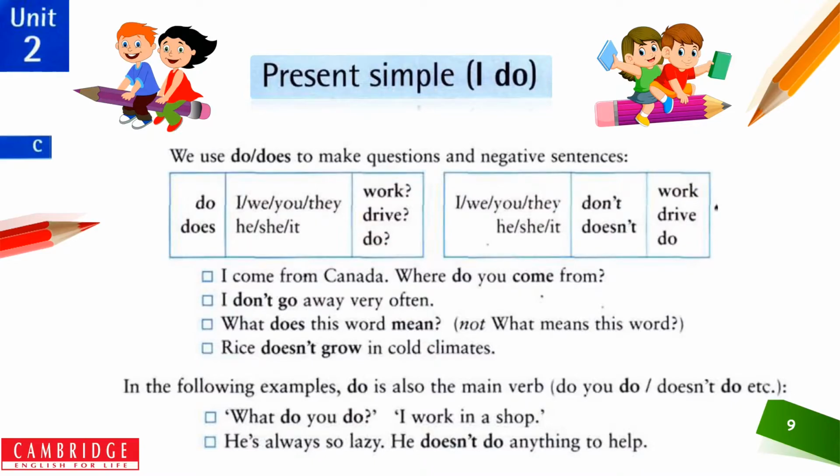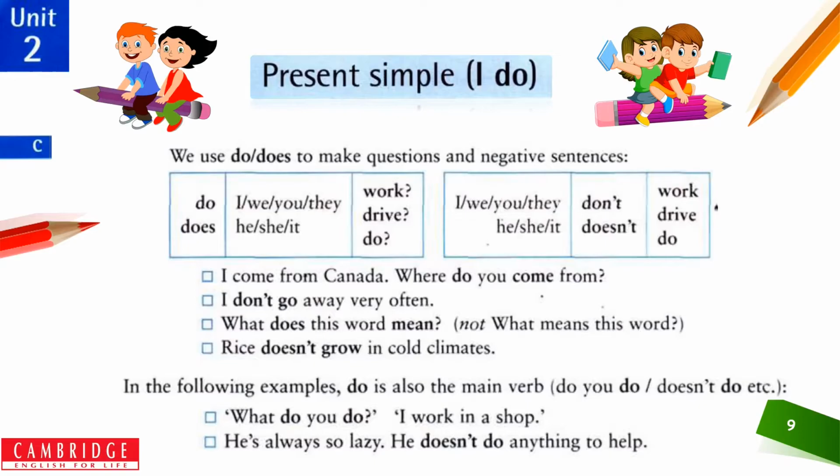Do I work? Do we work? Do you work? Do they work? Whereas when you use he, she, it, we can say does he drive? Does he do? Does it do? Etc. Now we can see the negative sentences. How to make negative sentences? I don't work. We don't work. You don't work. They don't work. We use don't only for the pronouns I, we, you, they. Whereas for he, she, it, we use does. In negative sentences, we use doesn't. He doesn't work, she doesn't drive, it doesn't do.